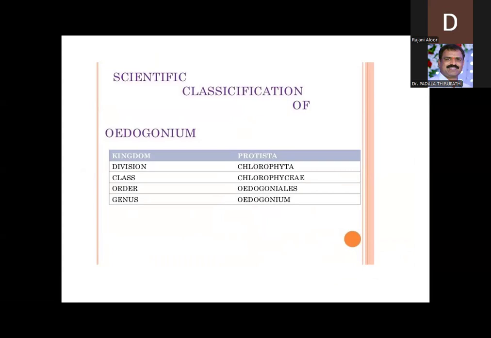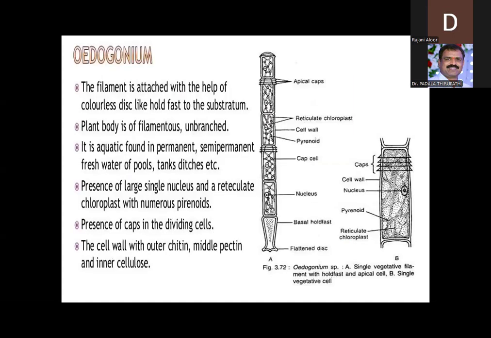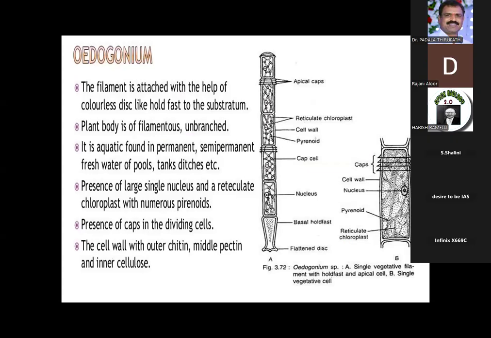Coming to the second type study, called Oedogonium. The classification of Oedogonium: division Chlorophyta, class Chlorophyceae, order Oedogoniales, genus Oedogonium. See, you can observe the thallus comparison. In the same class, but here different thallus types are there.